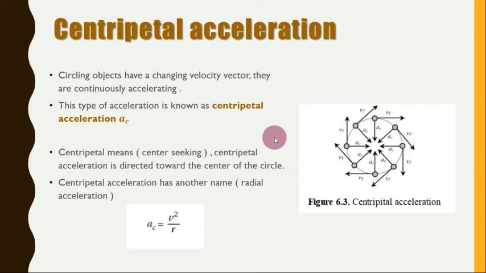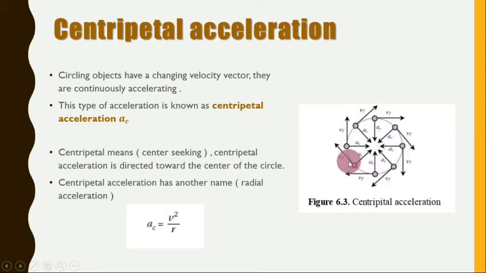So velocity changes, it causes what? Acceleration. We call this acceleration centripetal acceleration. The meaning of centripetal is center seeking. Why center seeking? Because at any point in the circular motion, whether the object is here or here or here, the centripetal acceleration is always toward the center, always.